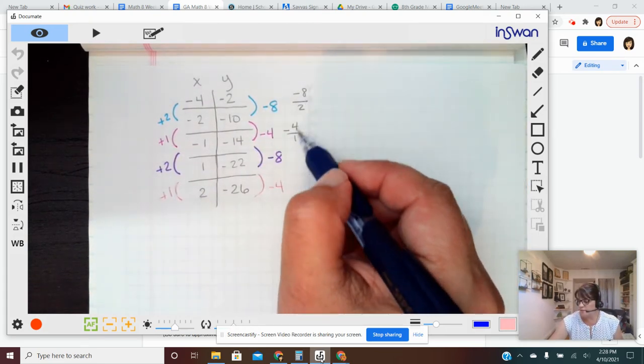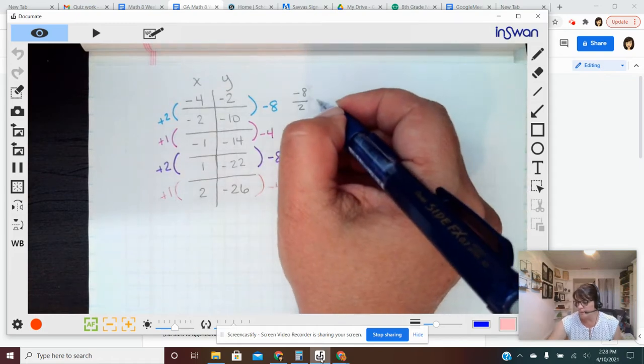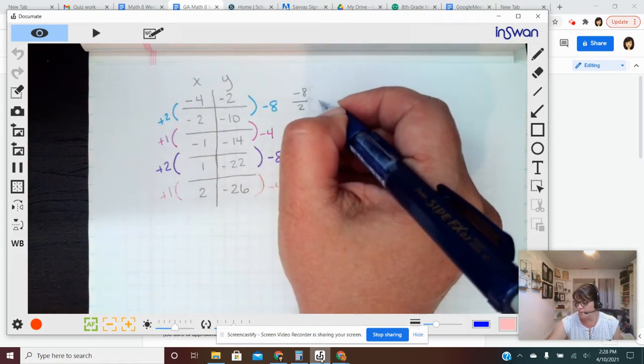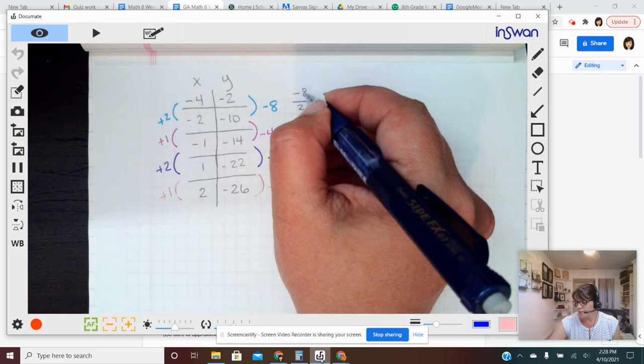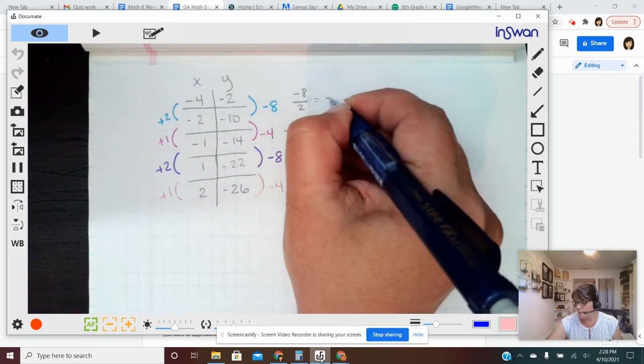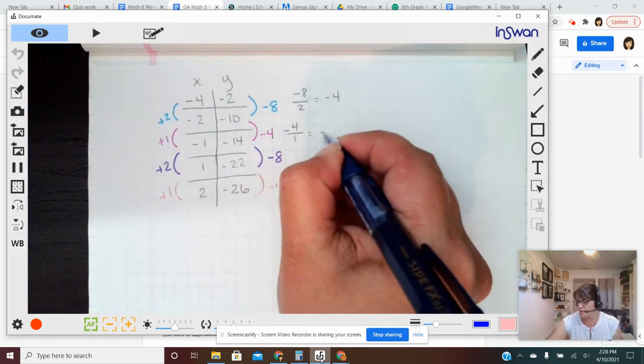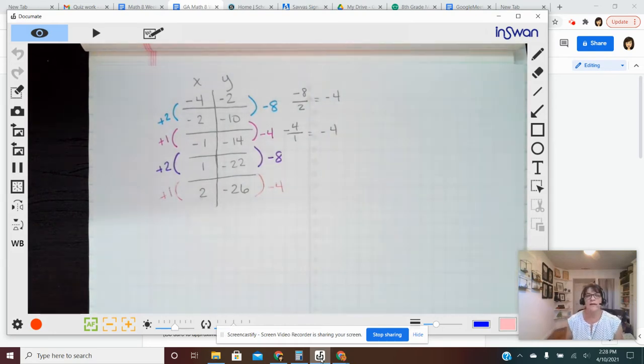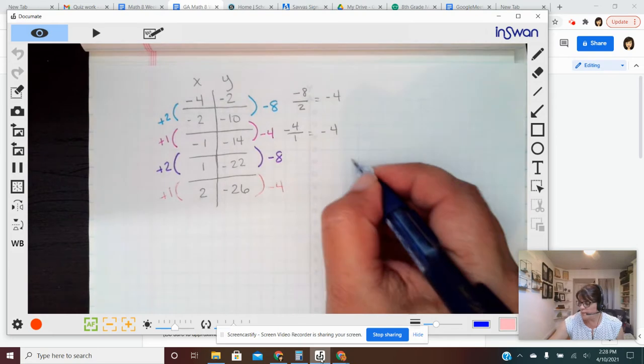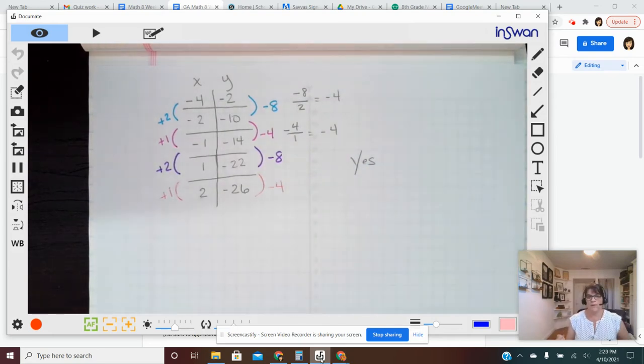If I look at these as fractions, they all simplify to -4. So there's my work. I make myself a quick little note. I didn't write a whole sentence or anything yet.